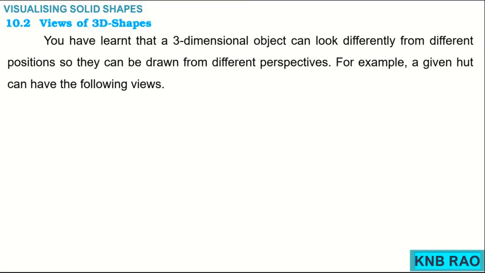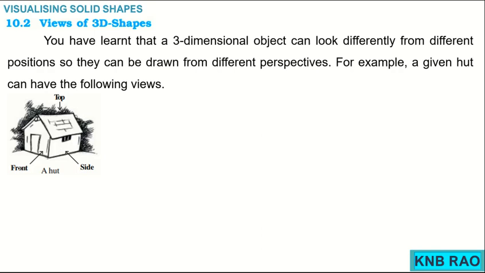Children, what is the view of these 3D shapes? View is something like we watch from the front portion, watch from the top portion, and watch from the side portion. You have learned that three-dimensional objects can look different from different positions. So they can be drawn from different perspectives. For example, a given hut can have the following views. This is the hut. A hut front view, top view, side view.